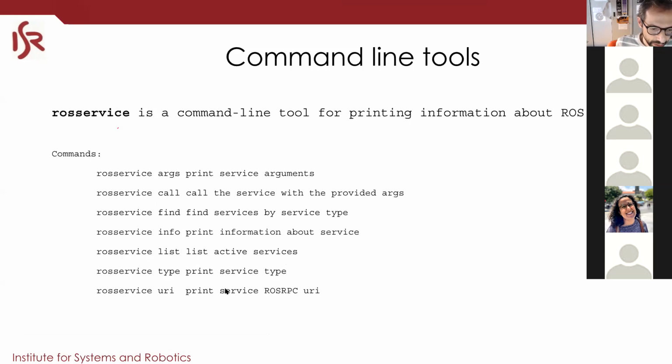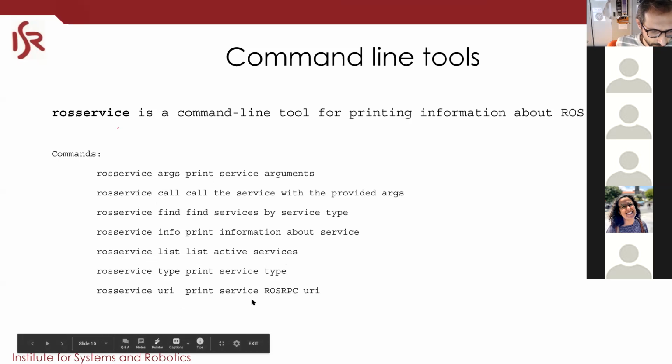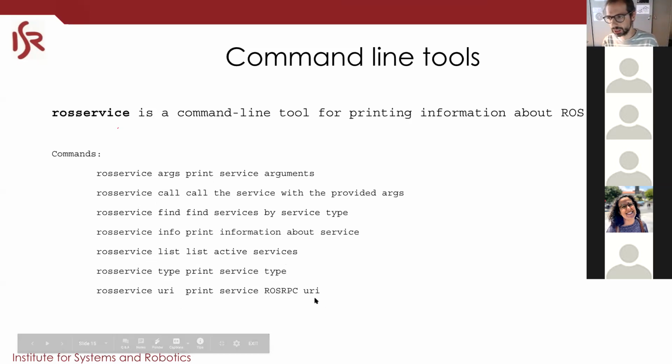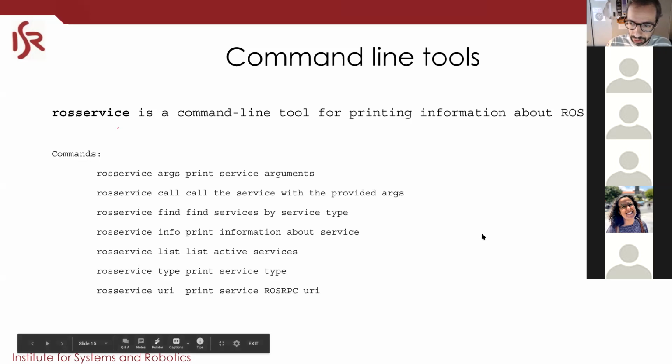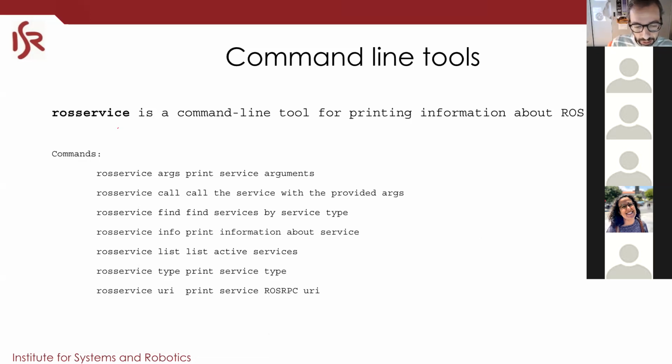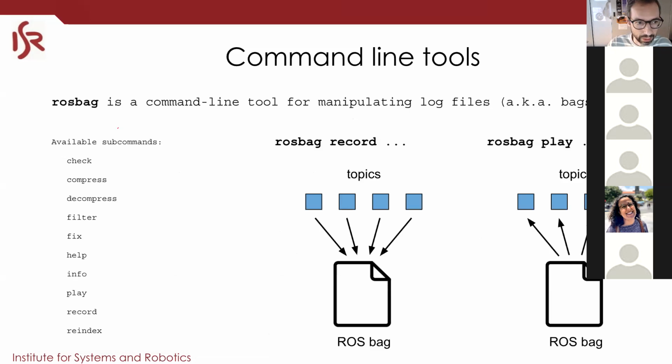ROS service type will print the service type, and ROS service URL will print the URL, so the hostname and port of that service. Okay, so these command lines are very, very useful. However, there is some software, which we'll talk about later. There are more visual ways of visualizing this data, and more about that later.